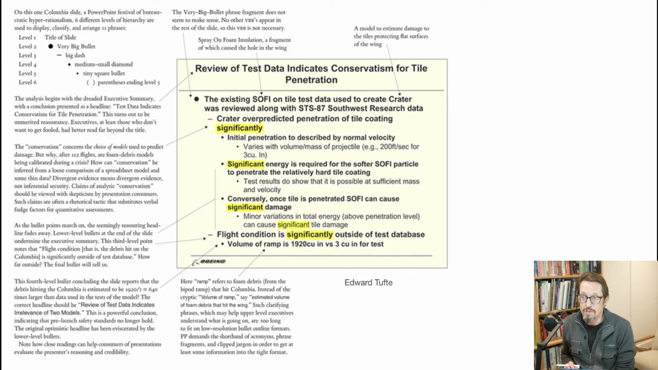So what they're saying here is that this number here, 1920 cubic inches of foam, is 640 times the size of the test element that they used to try to figure out if this could be a bad problem. It's unlikely that something that's 640 times larger than the thing you used to build your model means that your model is any good, right?